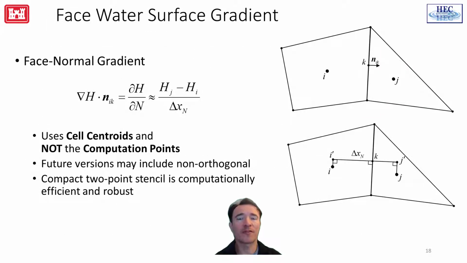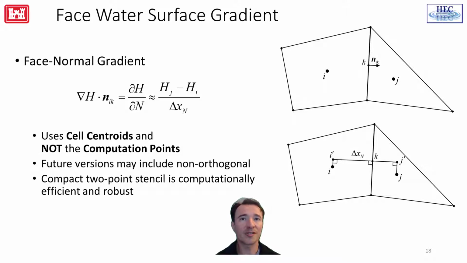The phase water surface gradient calculation has changed in version 6.0. The change is small, and in fact, for Cartesian cells, the schemes are identical. But for other cells, they can vary, and for highly distorted meshes, they can vary significantly. The gradient is computed with a simple two-point stencil.